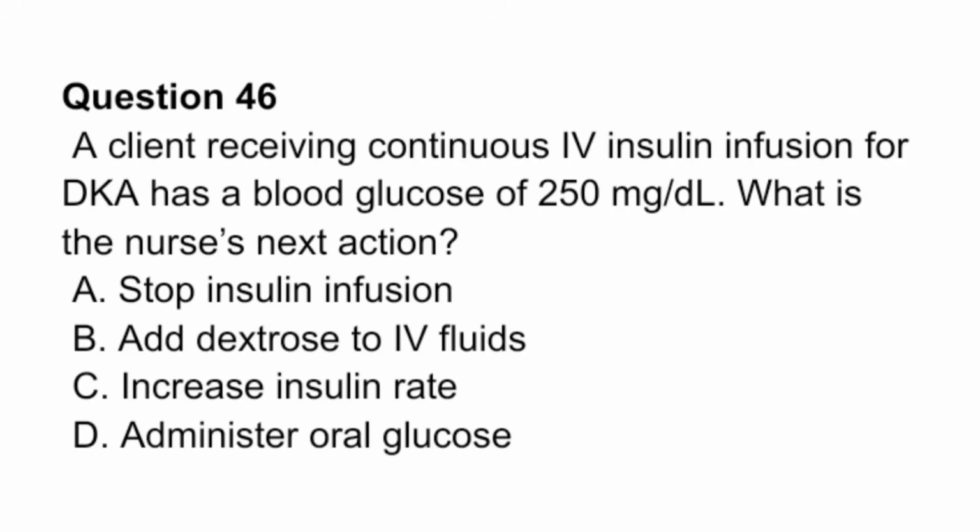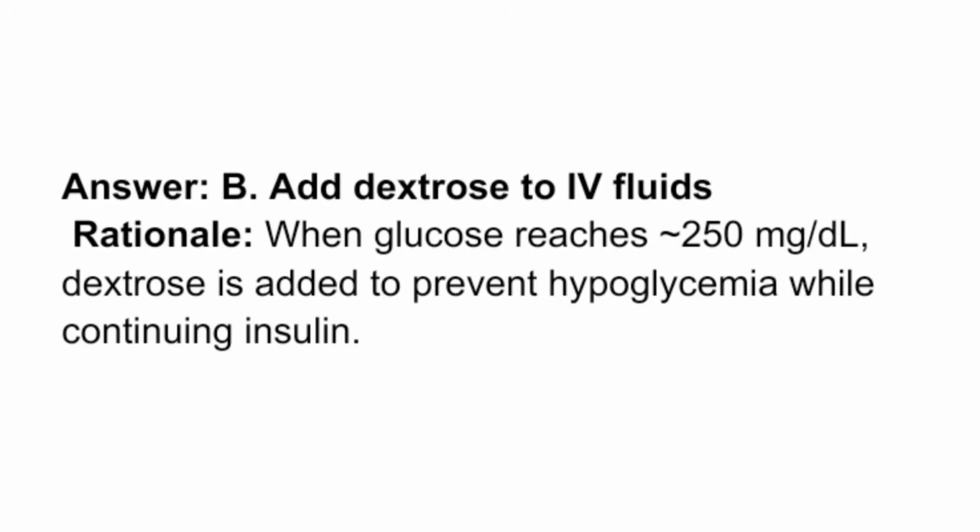Question 46. A client receiving a continuous IV insulin infusion for DKA has a blood glucose of 250 mg per deciliter. What is the nurse's next action? A. Stop insulin infusion. B. Add dextrose to IV fluids. C. Increase insulin rate. D. Administer oral glucose. Answer: B. Add dextrose to IV fluids. Rationale: when glucose reaches 250 mg/dL, dextrose is added to prevent hypoglycemia while continuing insulin.